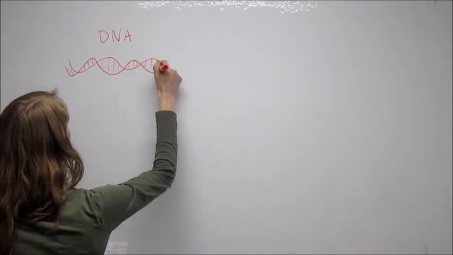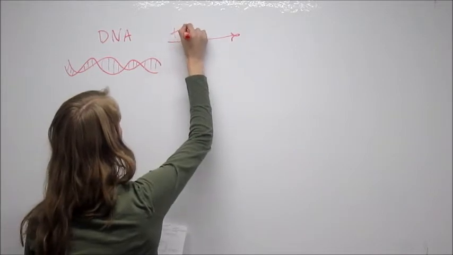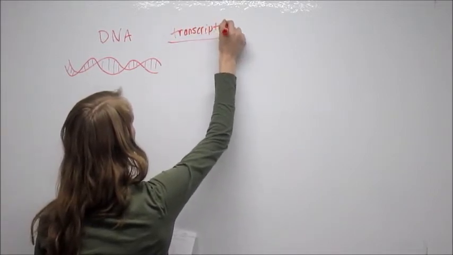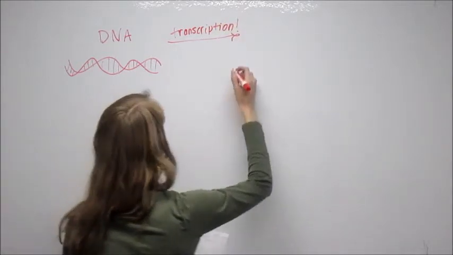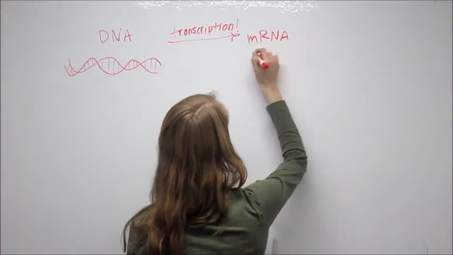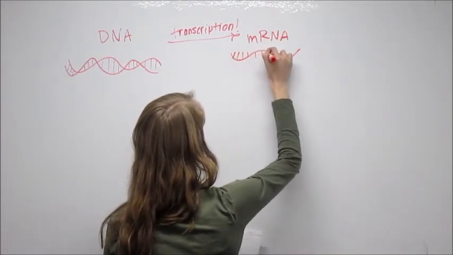An enzyme called RNA polymerase makes mRNA from DNA in a process known as transcription. mRNA, or messenger RNA, is a single-stranded nucleotide molecule that's found all throughout the cell. This is the transition molecule in this fun process of making proteins from DNA.